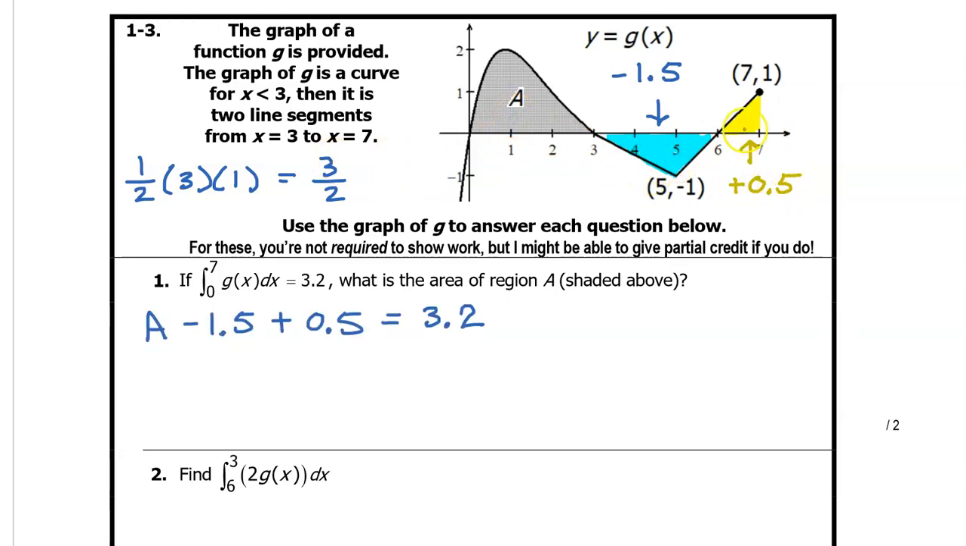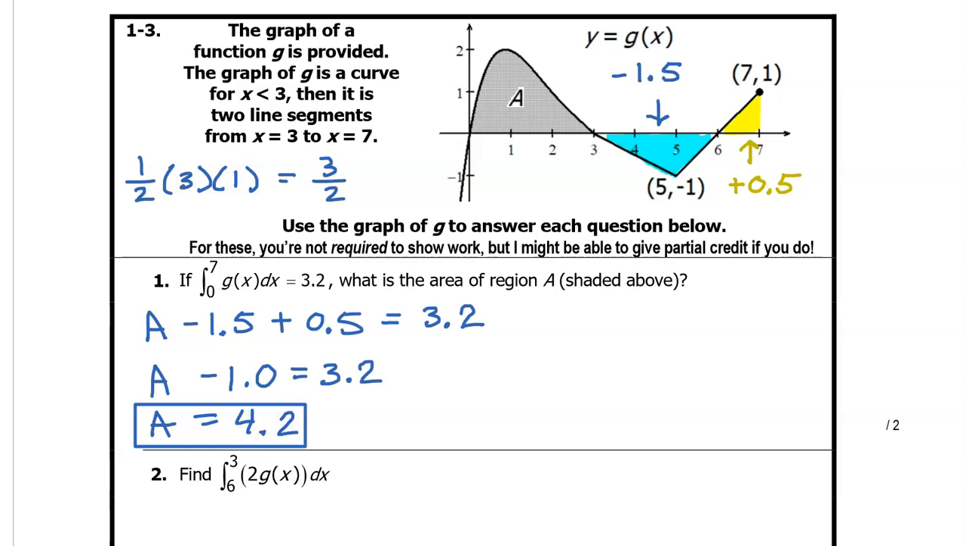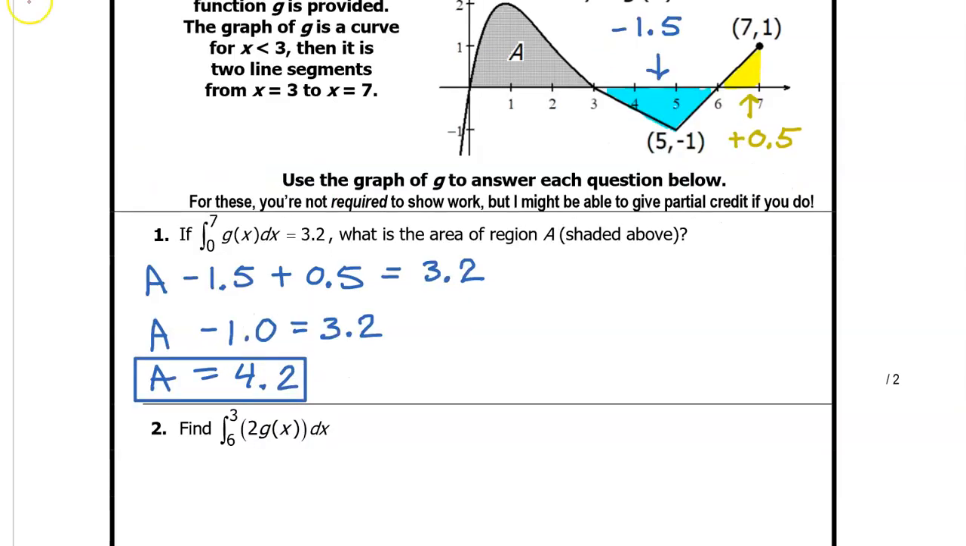The sum of all three areas is the integral from 0 to 7. So A minus 1.5 plus 0.5 should equal 3.2. Combining like terms, we have A minus 1 is equal to 3.2. And then adding 1 to both sides, we have A is equal to 4.2. And that's the answer for number 1.